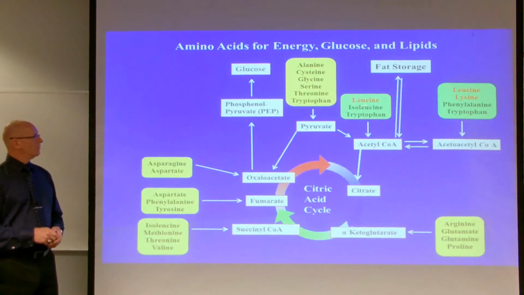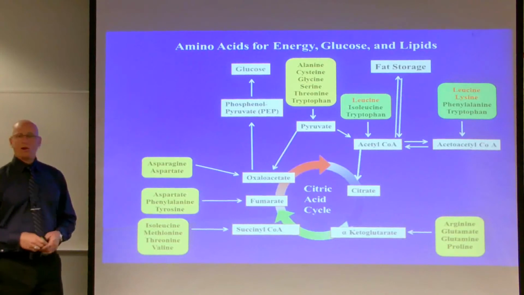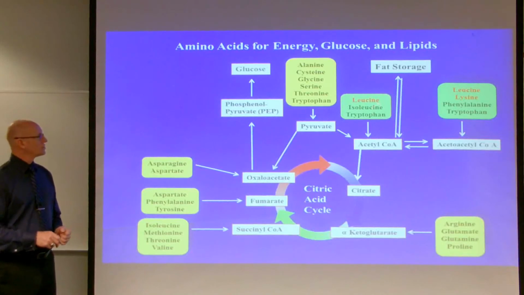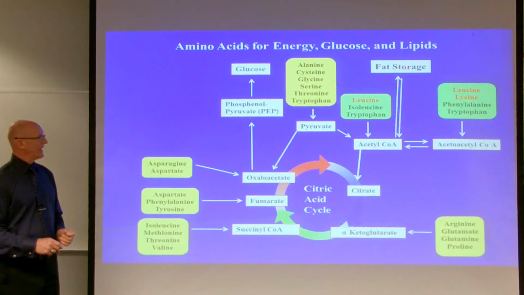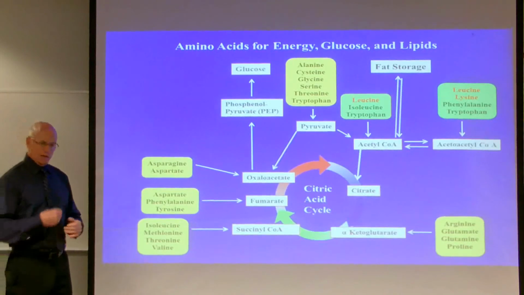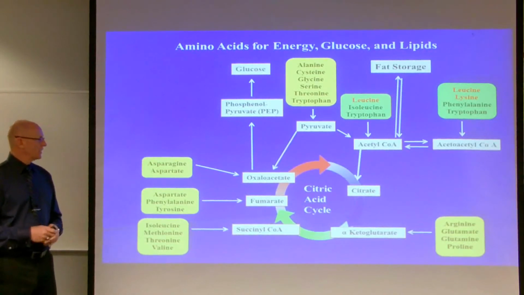Now, some of these amino acids, like leucine and lysine, are specifically ketogenic. They will not participate in making glucose. Leucine, isoleucine, and tryptophan will enter into acetyl-CoA, and they can thereby go into fatty acids, 2 carbons being added at a time to build a fatty acid for fat storage. Or these amino acids can come into the citric acid cycle again and participate in making electron carriers and hydrogens going to the electron transport chain.